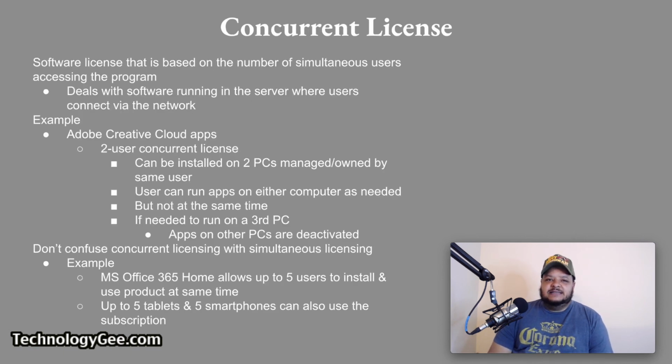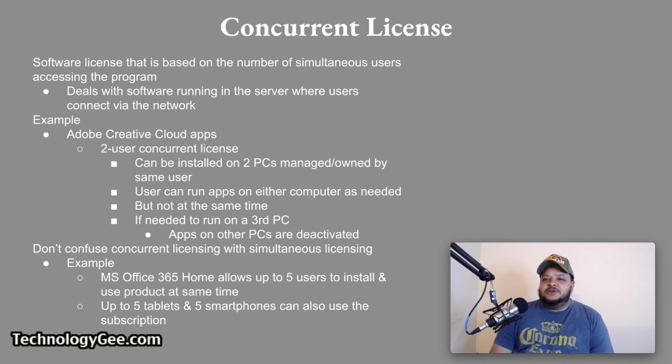Concurrent license. A concurrent license is a software license that is based on the number of simultaneous users accessing the program. It typically deals with software running in the server where users connect via the network. For example, Adobe Creative Cloud apps have a two-user concurrent license. They can be installed on two computers, managed or owned by the same user.